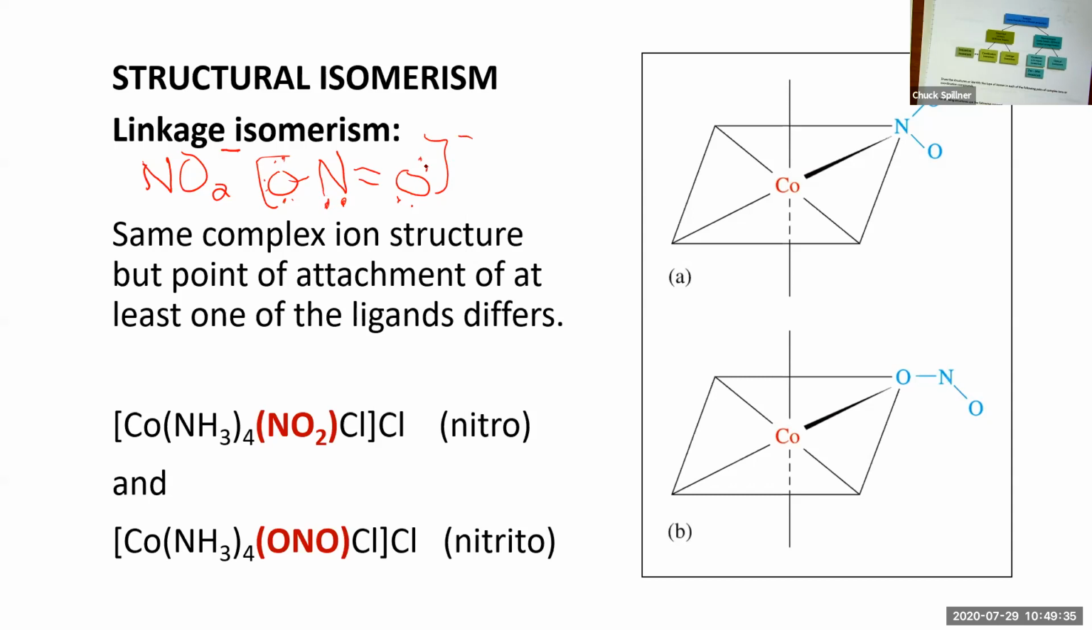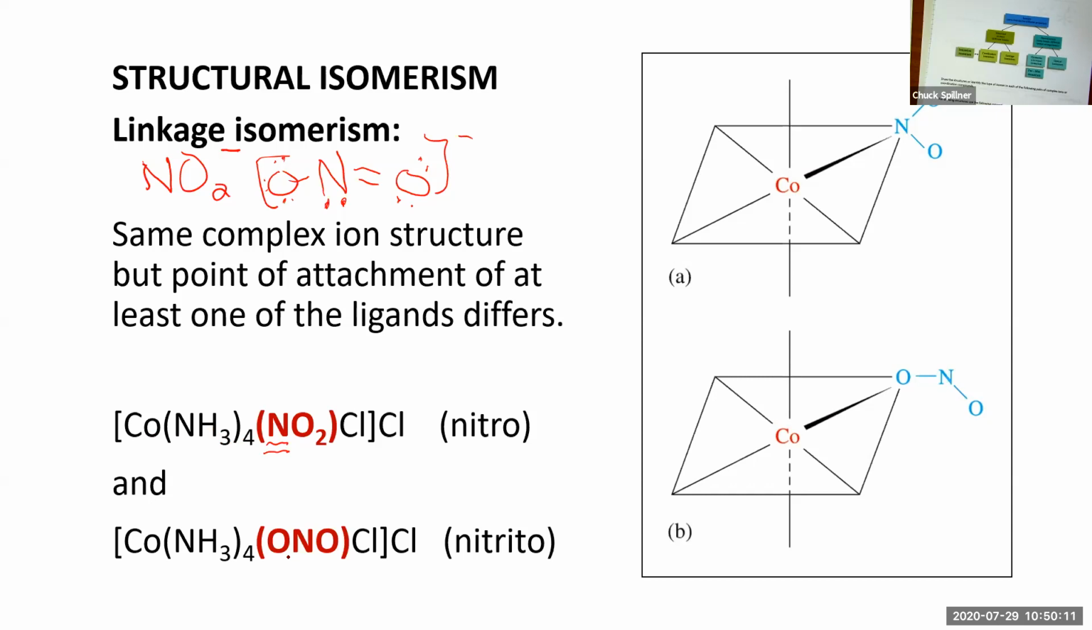So this can form a coordinate covalent bond with the central atom through the nitrogen or through the oxygen. And that's what we have here. In these examples at the bottom, we have a cobalt central transition metal ion, and we have 4 amines, and we have 1 nitro. So this is called, so the coordinate covalent bond is through the N, the way it's written.